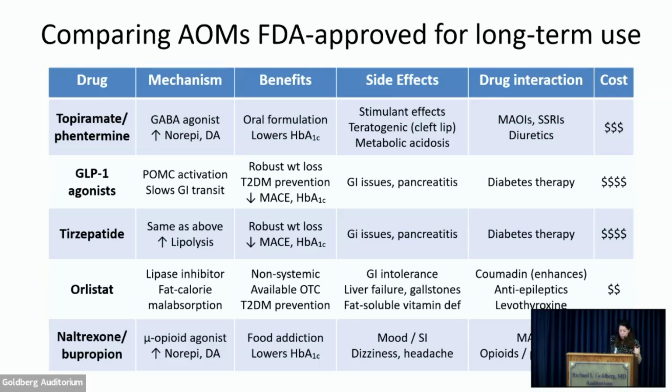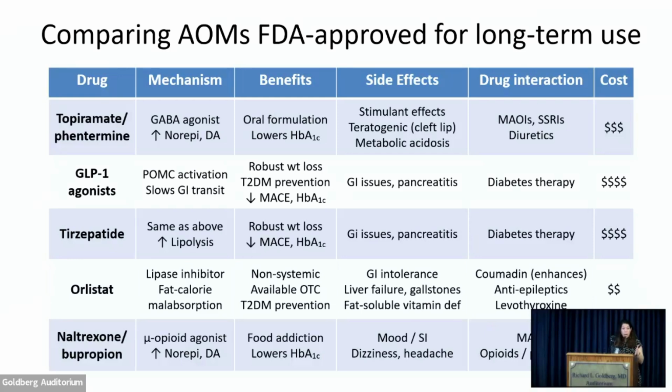Orlistat, we talked about, that's our fat malabsorbing agent. This is non-systemic. It doesn't really interact with other meds. However, it causes horrible GI issues, can increase risk for liver failure and gallstones, and fat-soluble vitamin deficiency. So this should really be like a last resort option. Don't use it in anyone on anti-epileptics or Coumadin due to med interactions. Can also interact with levothyroxine.